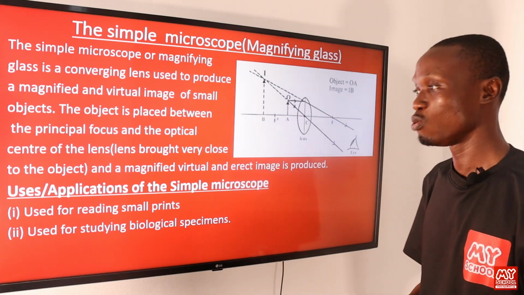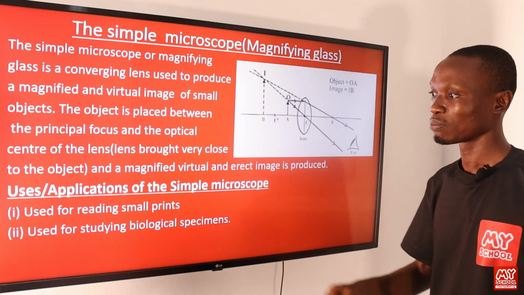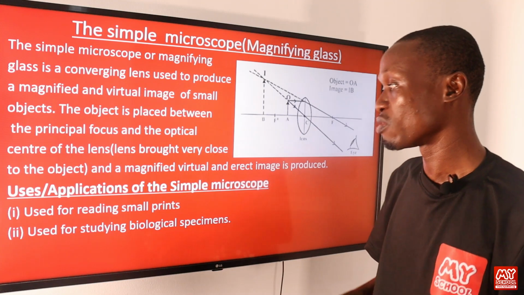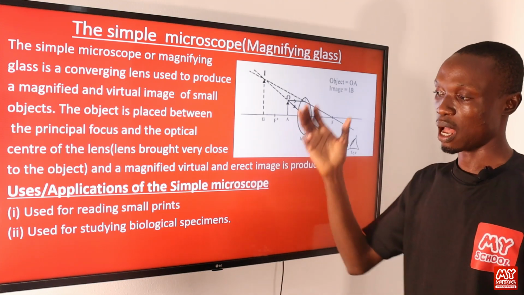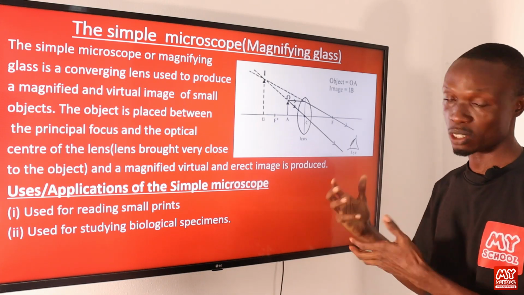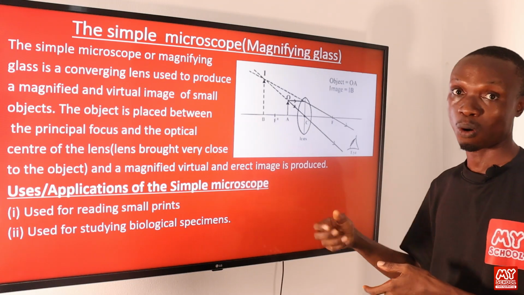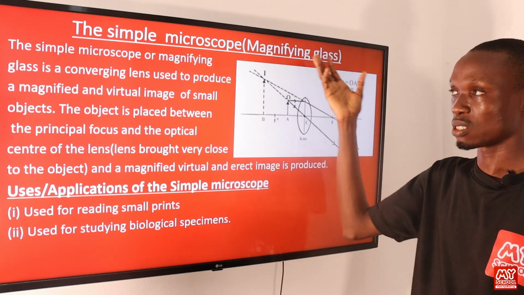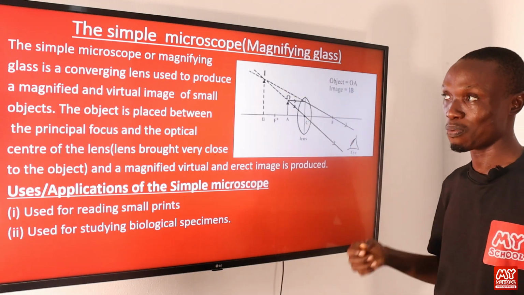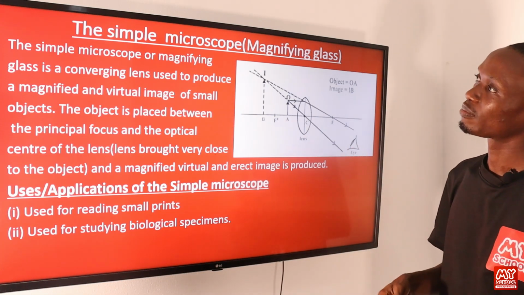Now let's talk about the uses and applications of the simple microscope. One of them is for reading small print, and the second is for studying biological specimens, such as the hand lens that you normally use in your biology lab. So that is just a simple microscope. Let's move to the next slide.